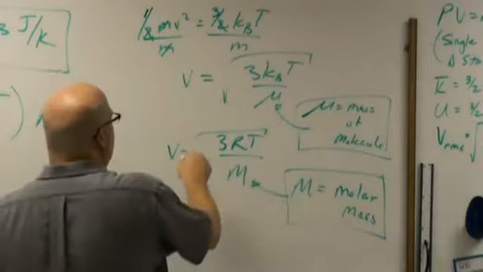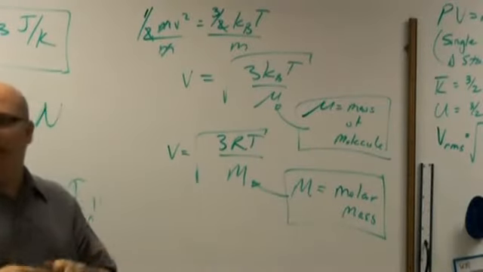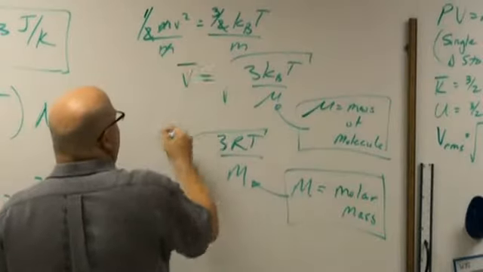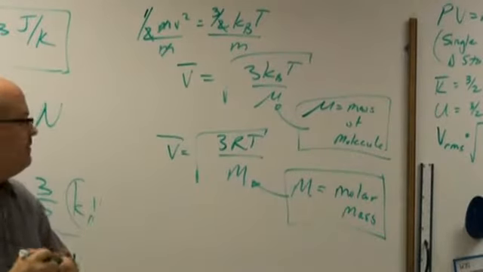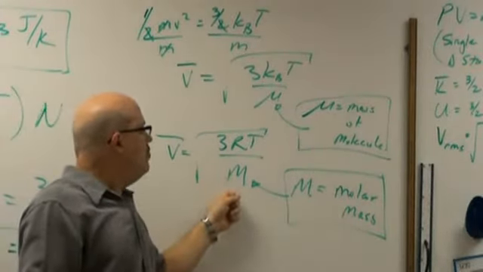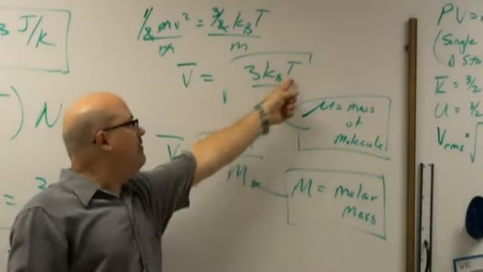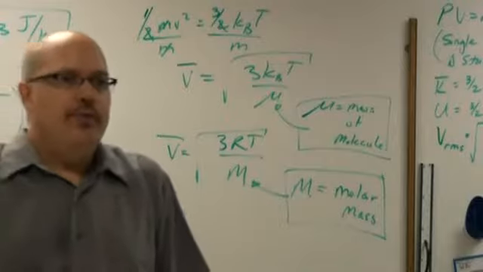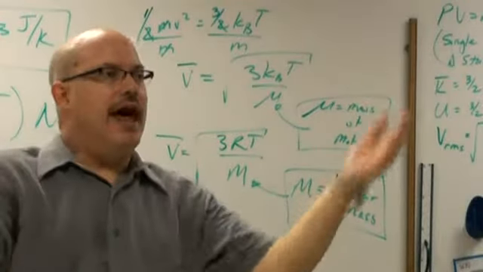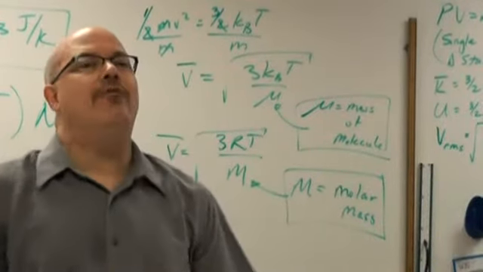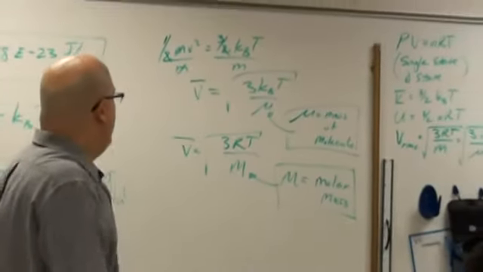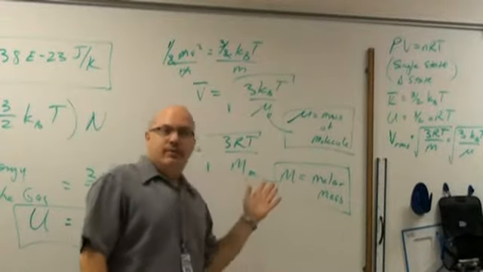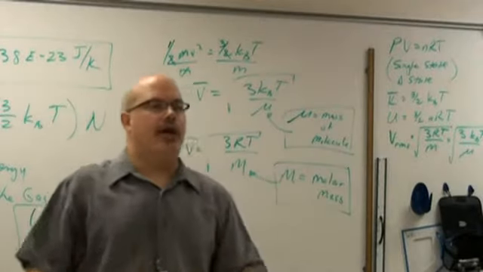Okay, what do these tell you? These tell you the exact same things that we've already talked about. The average velocity depends on the temperature and the mass, right? As the temperature goes up, the velocity of the molecules increases on average. If the mass of the molecules goes up, the velocity of the molecules goes down on average.